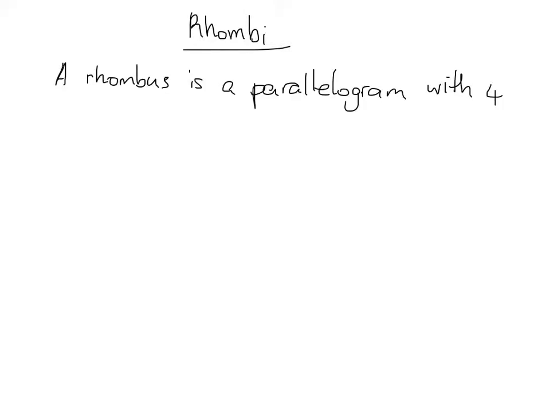So let's write down the definition. A rhombus is a parallelogram with four congruent sides. So all four side measurements have to be equal to each other.